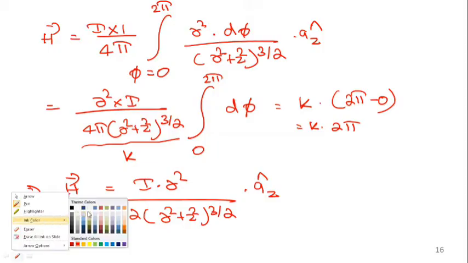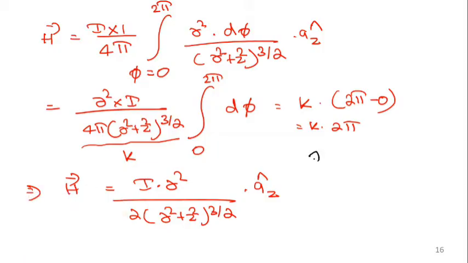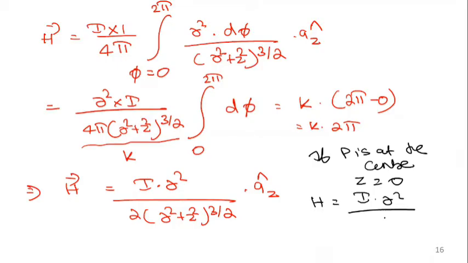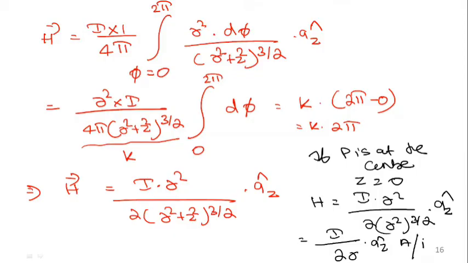Axis at a distance of Z. If P is at the center itself, the distance Z will be equal to 0. We can take H is equal to I into R square by 2 into R square, the whole raised to 3 by 2 into AZ, which is I by 2R into AZ ampere per meter. So this completes the derivation for a circular ring.